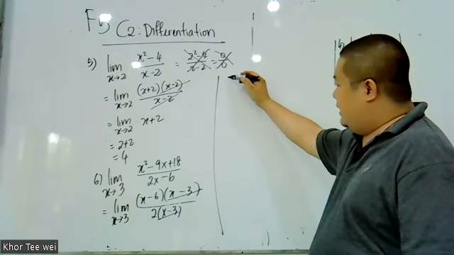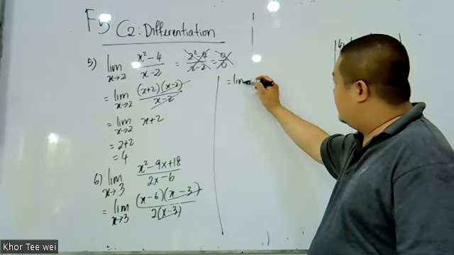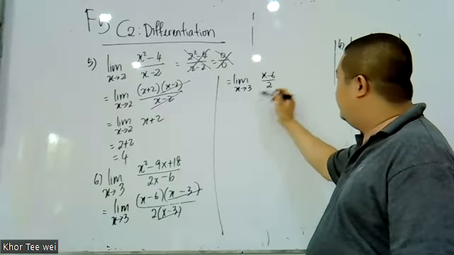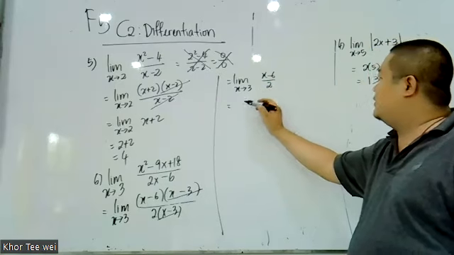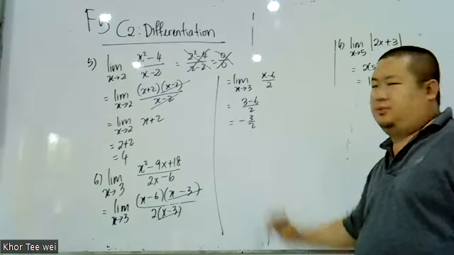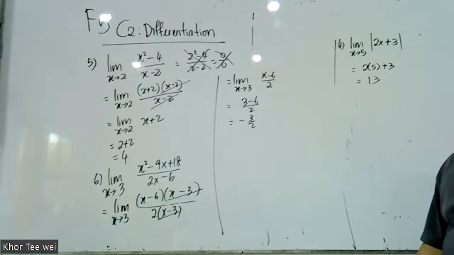So it means that your limit as x goes to 3 of x minus 6 over 2. Then we only substitute the 3 inside. So you are getting 3 over 2. Okay.